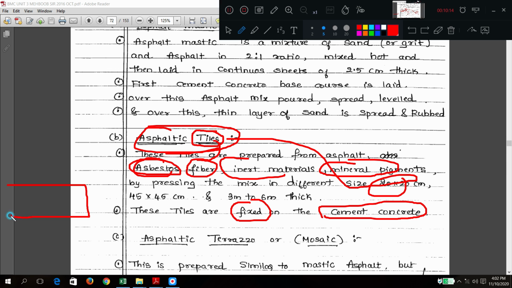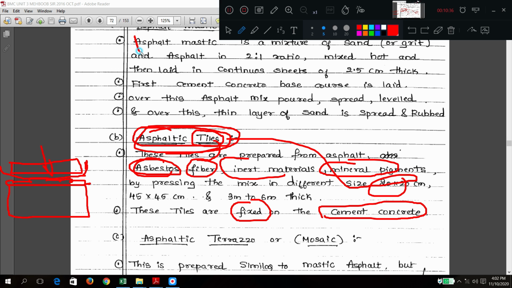On the cement concrete, a neat cement slurry is placed. Tiles are slowly pressed, that's all, and the extra cement paste which comes out at the edges is cleaned, washed away, and everything is made clean and polished. So this is about asphaltic tiles.